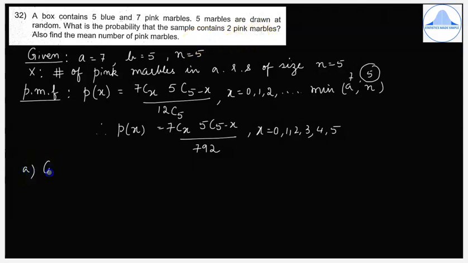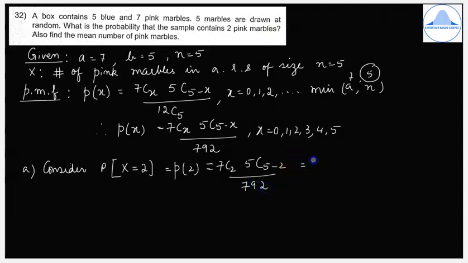So subdivision A, you can write, consider probability of capital X equal to 2, which is P of 2, that is 7C2 times 5C(5 minus 2) divided by 792. So 7C2 is 21, and here you will get 5C3, which is 10, divided by 792. So the first answer is 0.2652.